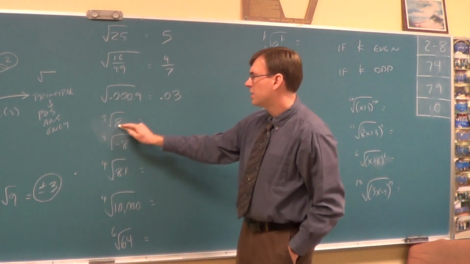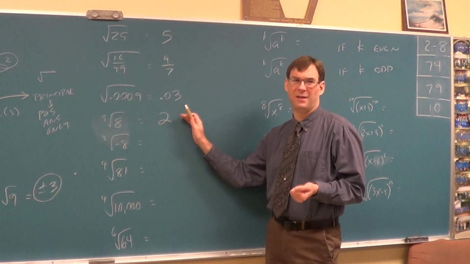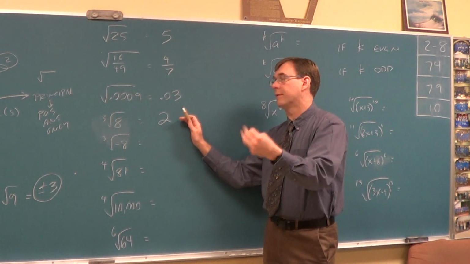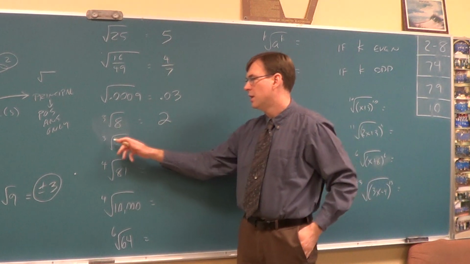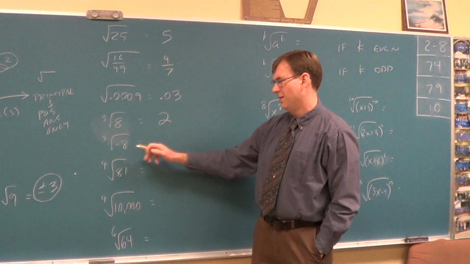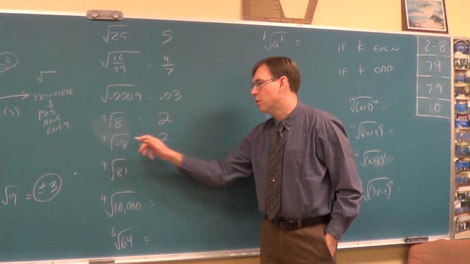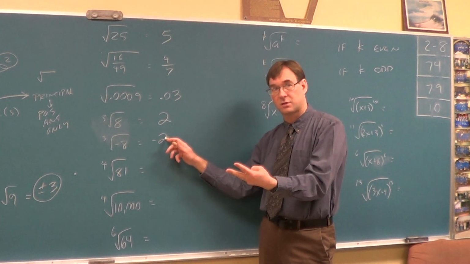Cube root of 8 is 2. Why? That's 2 times 2 is 4 times 2 is 8. Yeah, 2 times 2 times 2 gets me to 8. Cube roots of negatives. -2. It is -2. Cube roots are possible because negative times negative times negative is negative.